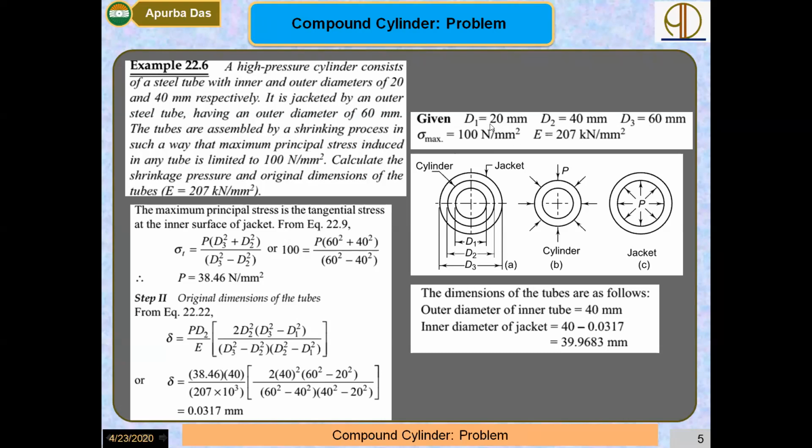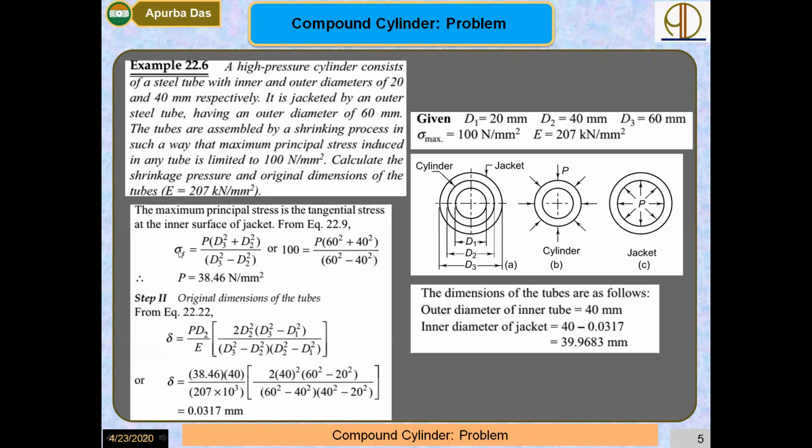D3 is 60, D1 is 20, and D2 is given as 40 millimeters. And the limiting stress is given as 100 MPa. And Young's modulus for this material is given as 207 kilonewton per millimeter square.